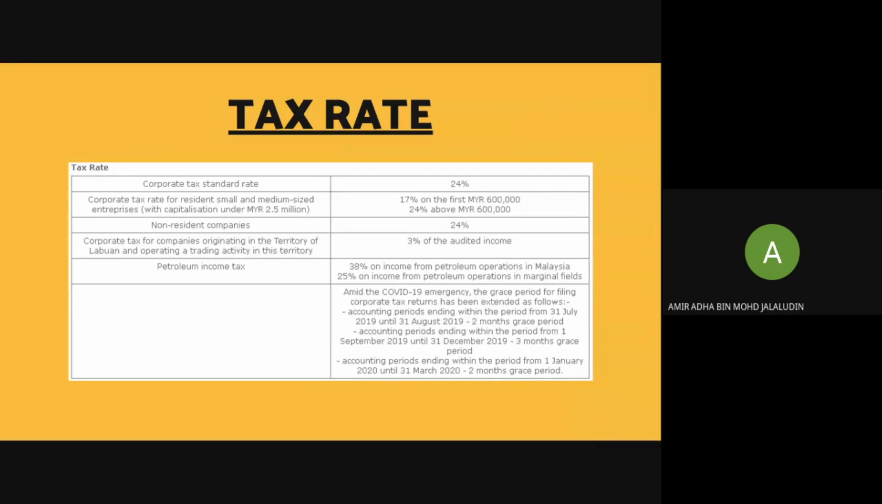As you can see, some of the principles made in our country. The standard rate for corporate tax is 24%. For resident small and medium-sized enterprises, it is 17% on the first 600,000 ringgit and 24% above 600,000 ringgit. For non-resident companies, it will be 24%. As you can see, for another tax rate, a cooperative company originating in the territory of Labuan and operating a trading activity in this territory pays 3% of the audited income. There are others too, but okay, I'll just proceed to the next slide.